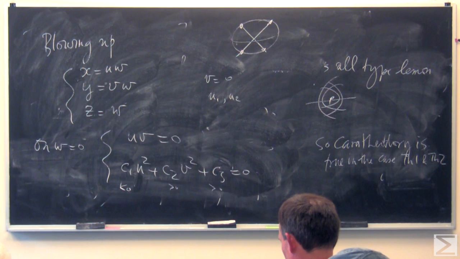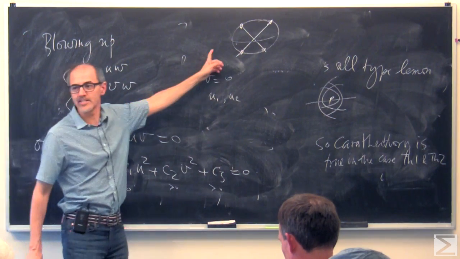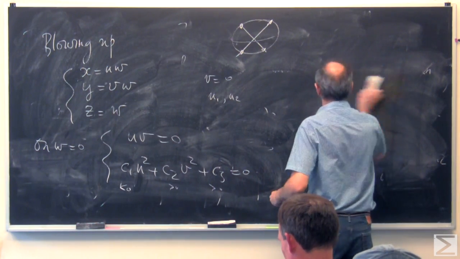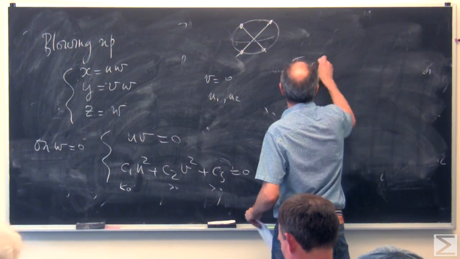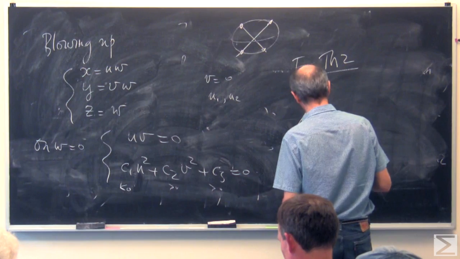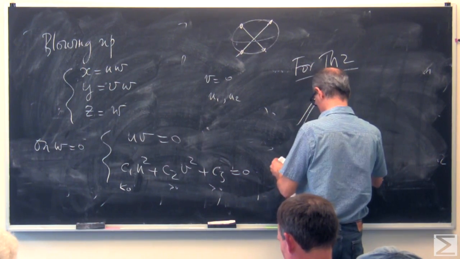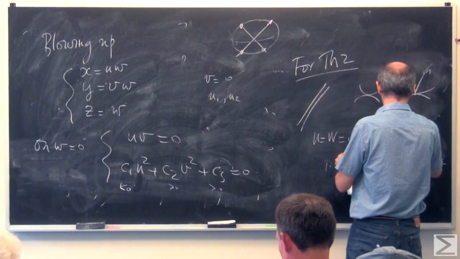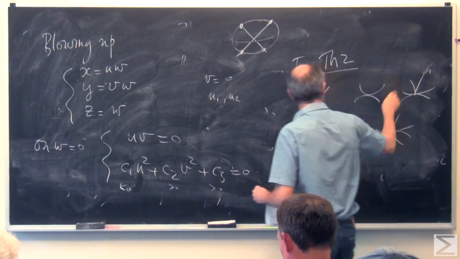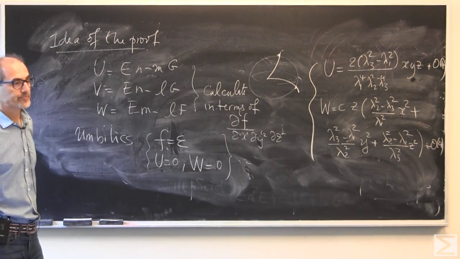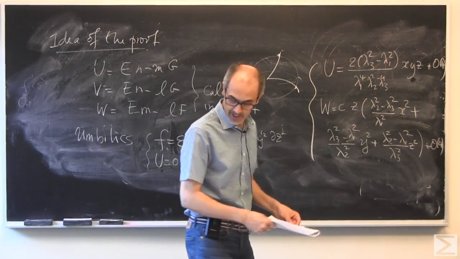Okay? Now, when lambda 1 is equal to lambda 2 is different from lambda 3, you do this analysis, and you see that for theorem 2, you get these types of curves. So u equal w equal to 0, you get either this type of singularities. So you get 2, 4, 6 or 8 cases.